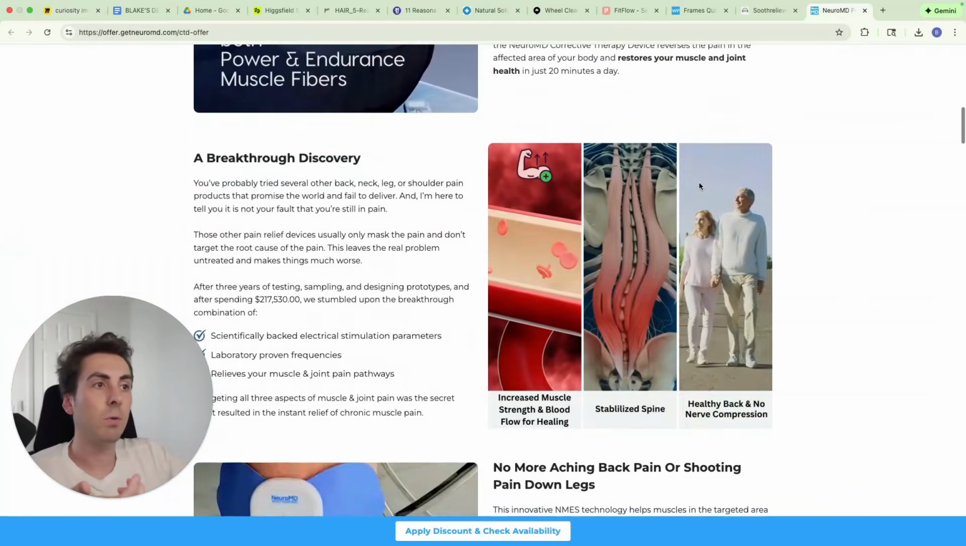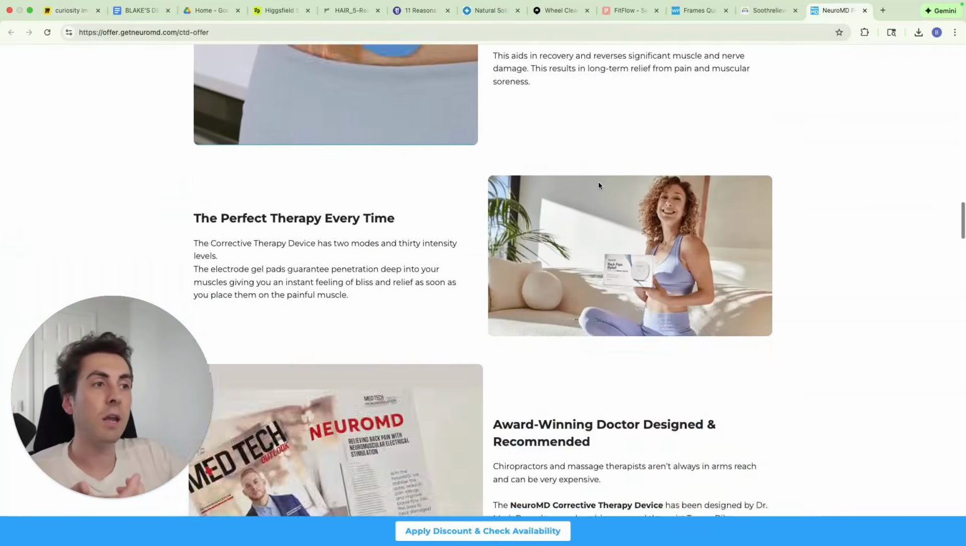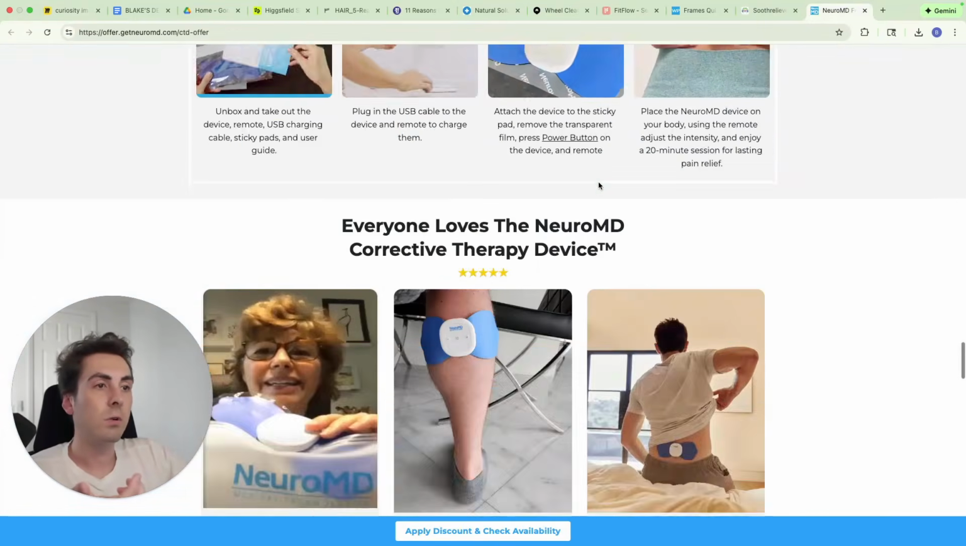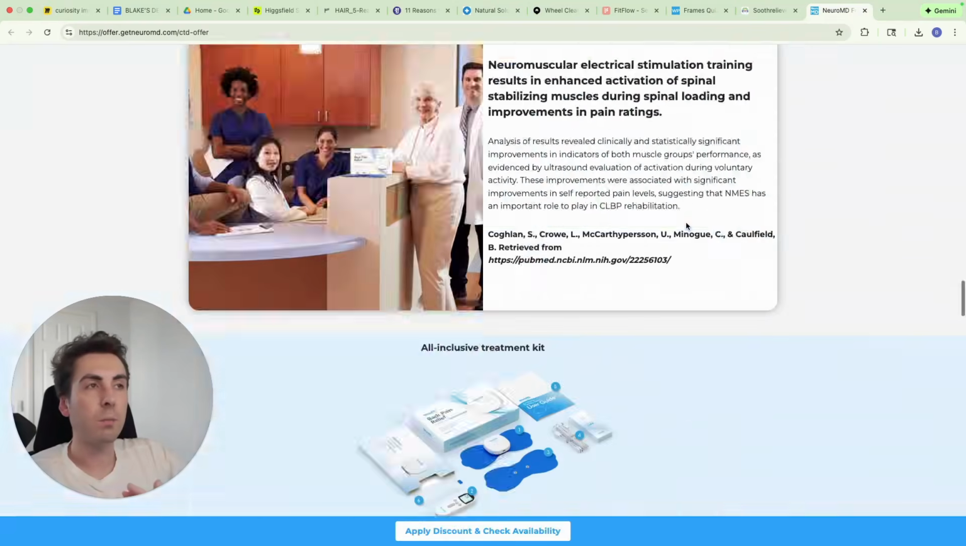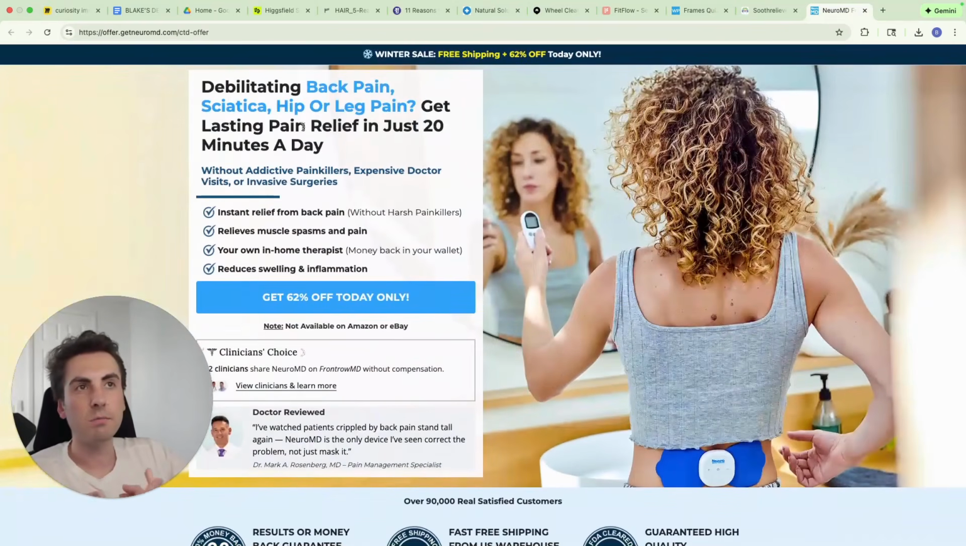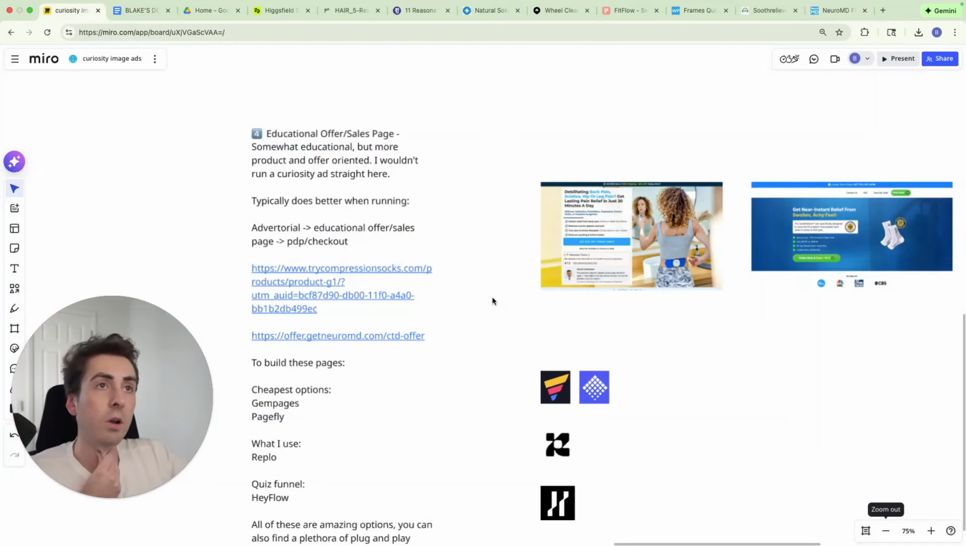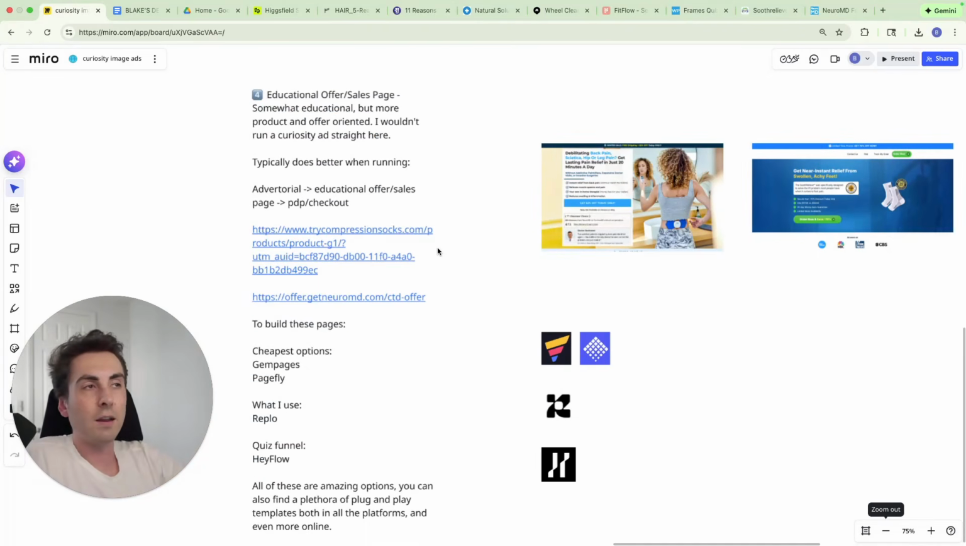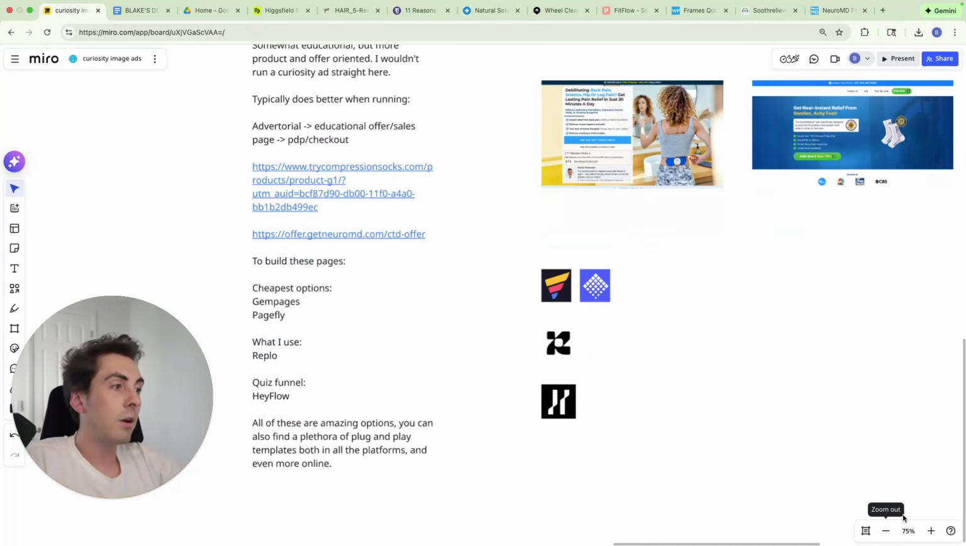Here's another example. You can see description, and it's really educating on the product, right? And then you have offer at the bottom, and you have kind of offer up top, but you're still calling out your avatar as well. So these pages can do very, very well. Typically, they do better when you run an advertorial to then a page like this, to then PDP or checkout, right? So it's kind of like a second page typically in the funnel, but you can test it on cold traffic. Now, how do you build these pages?